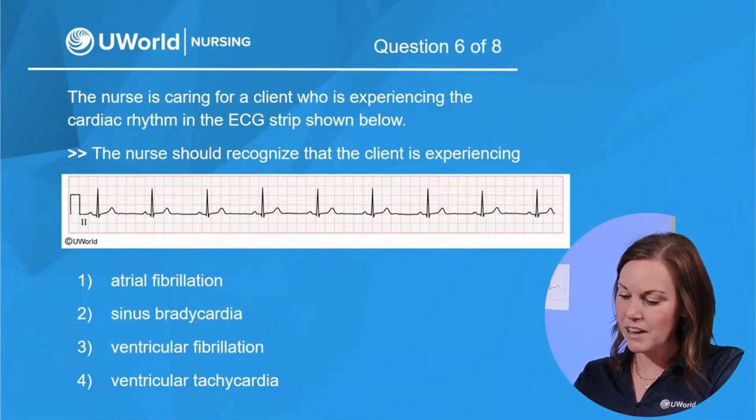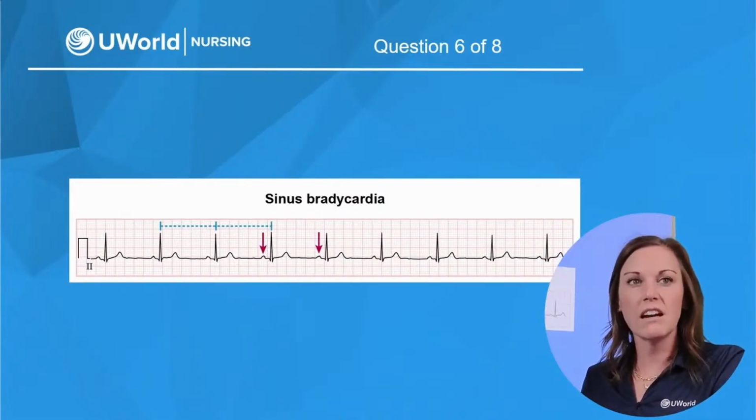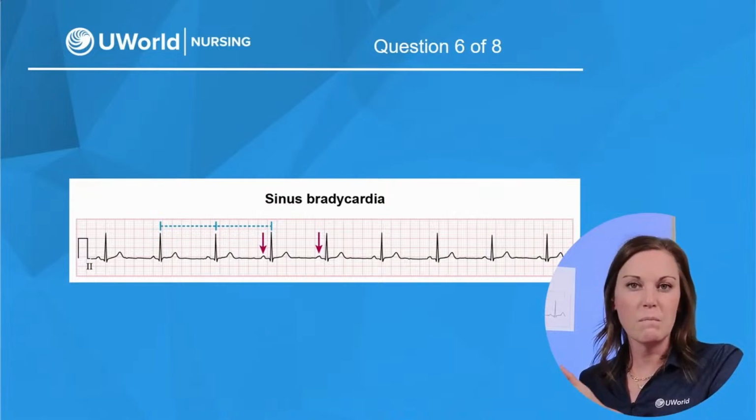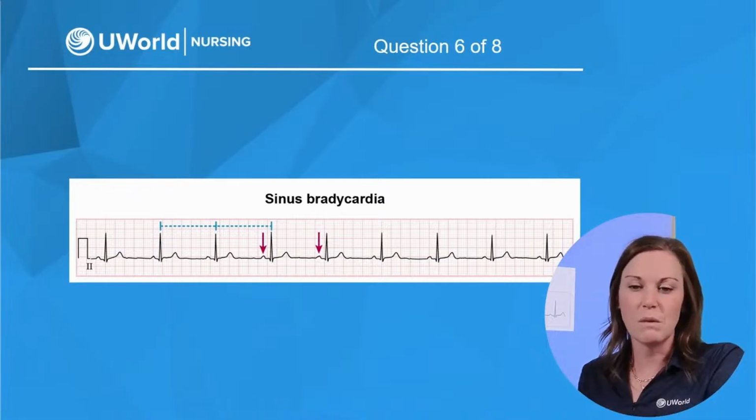All right, good work, you guys. Okay, so again, this is a 10-second strip. What we're seeing here is 9 QRS complexes. So 9 times 6 is going to be 54. So we're seeing sinus bradycardia.